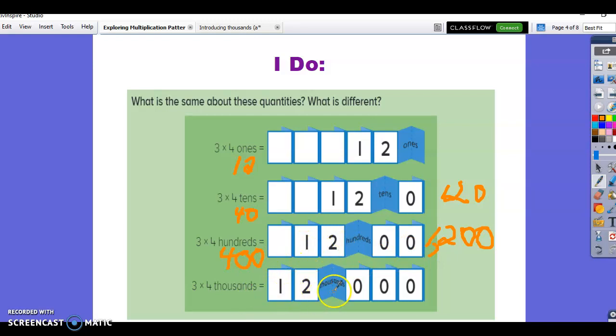And if we went up all the way to the thousands, we have our basic root, 3 times 4, which is 12, and it says 4,000. So you have to create 4,000.